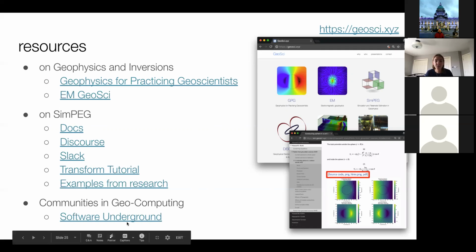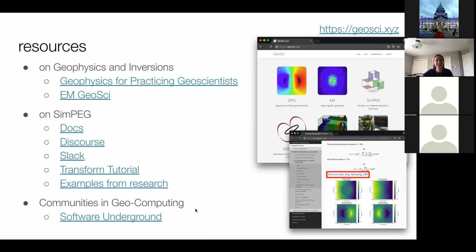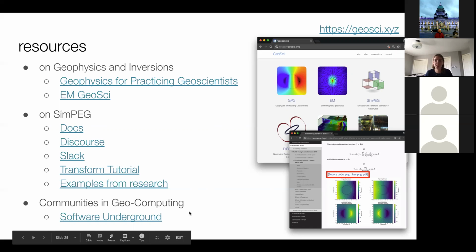And then the other community I wanted to point out, which is how I actually got connected with Julio, is the Software Underground community. This is a broader community of folks who are in the geosciences, interested in computing, interested in machine learning. So if you haven't had a chance to take a look at it, I'd encourage you to check it out. It's a great community of people.